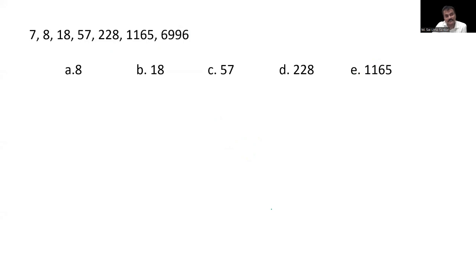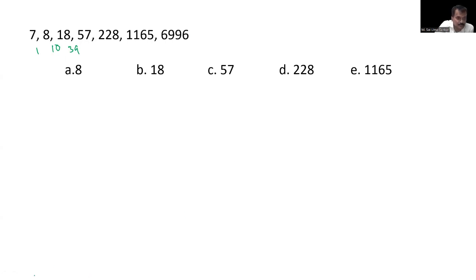Next, 7, 8, 18, 57, 228, 1165, 6996. Now, what is the wrong number in the series? See, first take the difference of two numbers. Okay, so what is the difference of two numbers? First one is equal to 1 and this is equal to 10. And what about this one? This is equal to 39, suppose. No. So the difference is not satisfied.